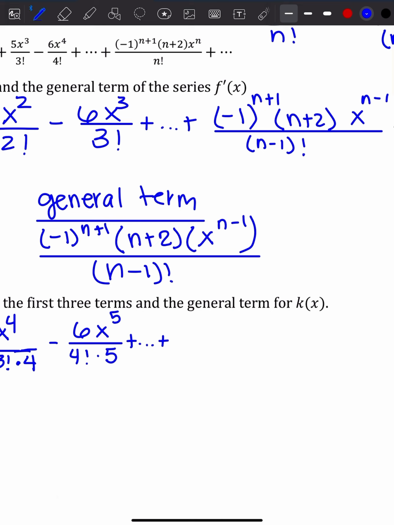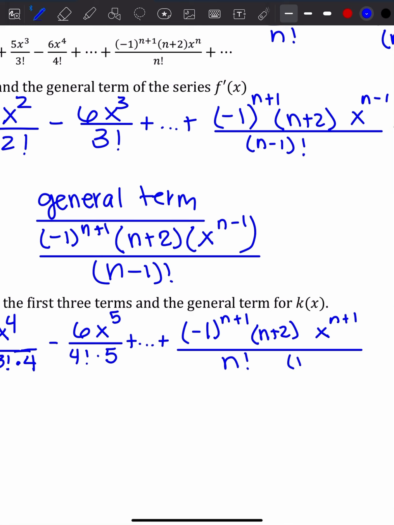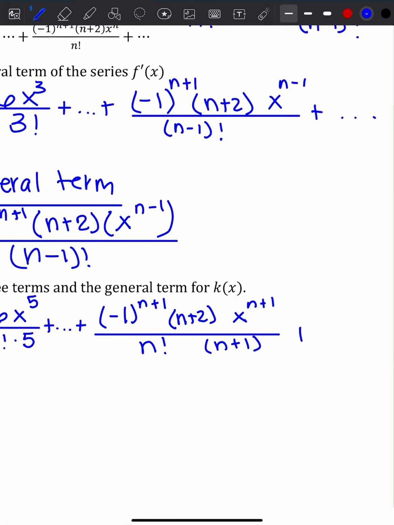So reminders, negative 1 to the n plus 1, n plus 2, and n factorial are all constants. So those are going to stay in our equation for now. And we're going to simplify some stuff, but those all stay. Okay, x to the n. So we add 1 to our exponent, and we divide by that exponent. And it goes on forever.